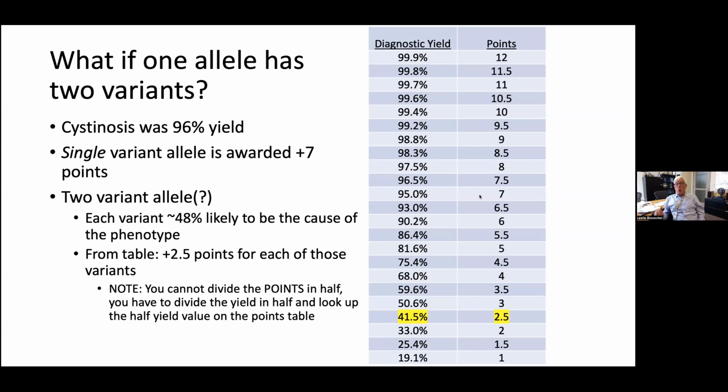And that is your PP4 evidence for that allele that has the two variants on it, from the evidence for each variant. And an important note is you don't divide the points in half. You divide the percent yield in half and look up the points. Mathematically, it doesn't work right, because dividing the points violates the actual exponential nature of the data. So look up the percent, go back to the table, get your points. So that's what you got here.